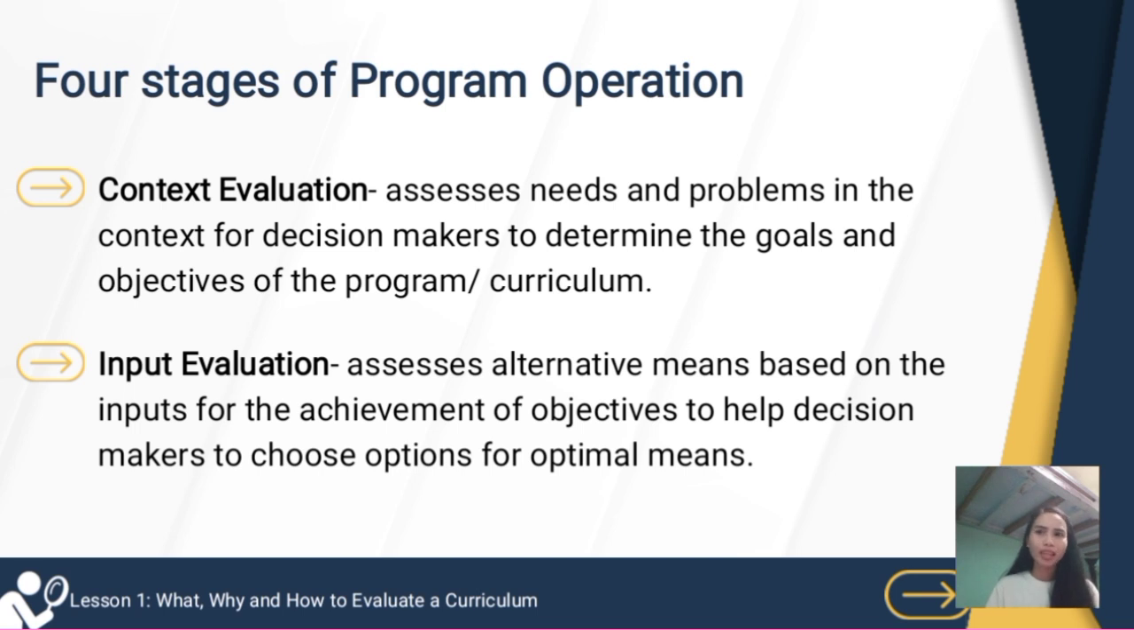So what it means, here in input evaluation, you will look at the available resources, strategies, and alternatives to reach the program goals. So, to reach the goals or the objectives of the curriculum or of a program, you need to look at the resources, the strategies, or the alternatives to achieve an objective, to help decision makers choose options for optimal means.